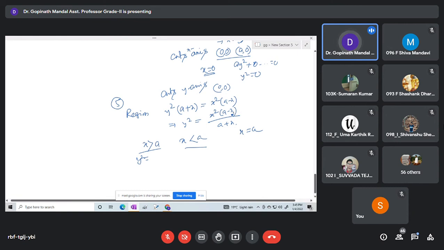If x is greater than a, y square will be negative, so y is imaginary, and we cannot consider that case. If x is less than a, then y square is positive and y is real. Now if x equals a, y square equals 0, so in that case y is real.